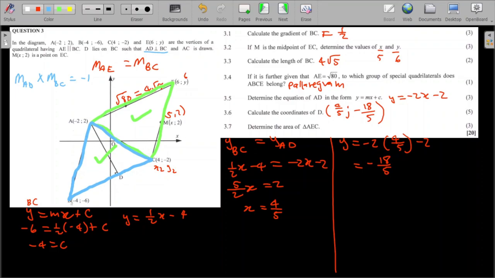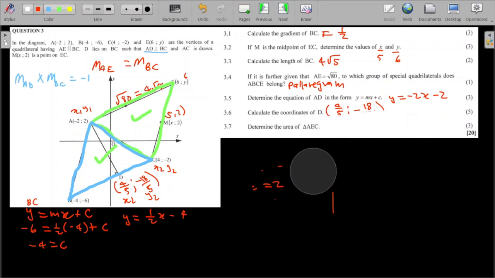We know the base, which is the length of BC, which is 4 square root 5. What we don't know for now is AD, because now we just found D as the coordinate 4 over 5, negative 18 over 5. So this is the coordinate of D. So this can be my x1, y1, and then x2, y2. So we can find the length of AD. Okay, let's go and find the length of AD.